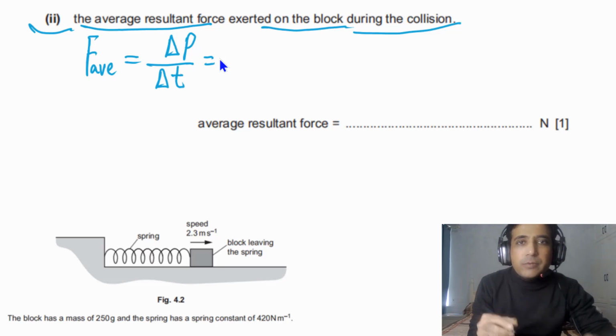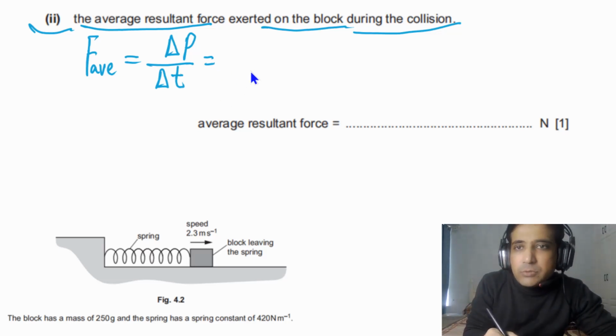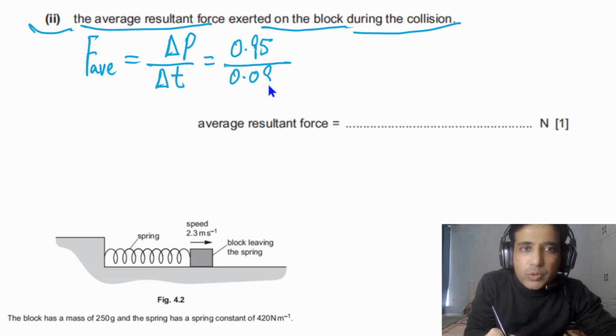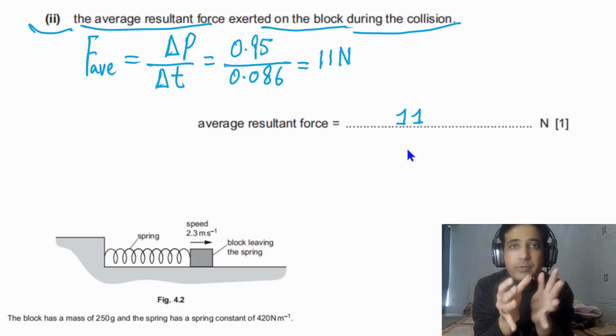So simply, average resultant force is equal to rate of change in momentum. And change in momentum we have calculated, that was 0.95, and the time of impact is given to us, that is equal to 0.086 seconds. So if we solve this one, our final answer will be equal to 11 newtons up to 2 SF. So this is our final answer. So this is how you can figure out average resultant force.